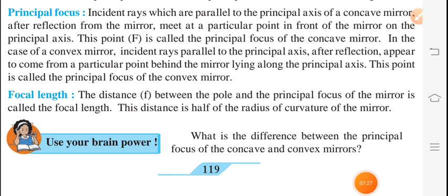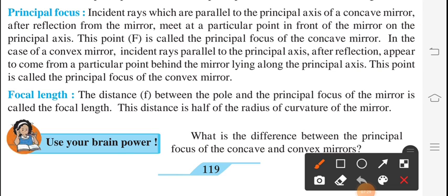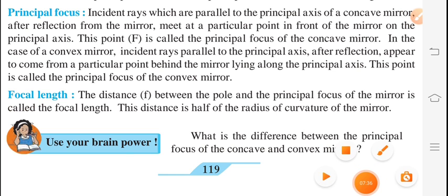Next is focal length. The distance between the pole and the principal focus of the mirror is called the focal length. This distance is half of the radius of curvature of the mirror.